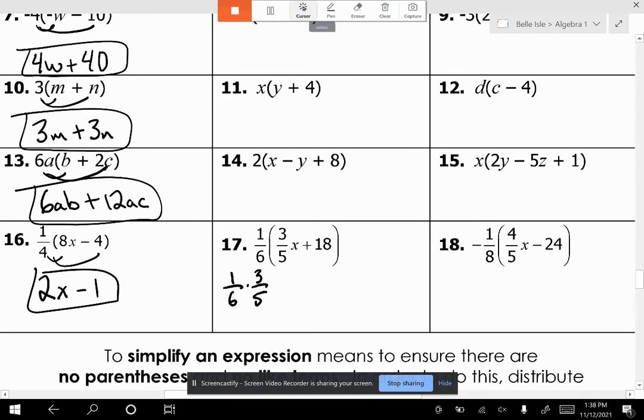So let me show you this one written out. Again, you're going to do the same thing. Multiply the top numbers together. Multiply the bottom numbers together. So 1 times 3 is 3. 6 times 5 is 30. Okay. 3 over 30 can be reduced how, Nicholas? Yeah, to 1/10. So you'd have 1/10 x plus, then you're going to do the same thing with the 18 and the 1/6 that you did on the previous one. You multiply 18 times 1, and then 18 over 6 is 3.